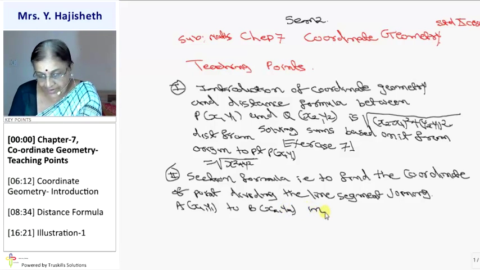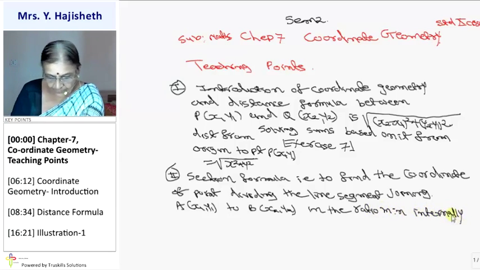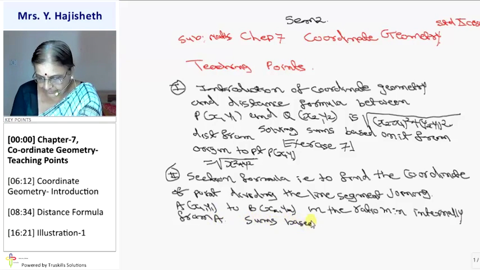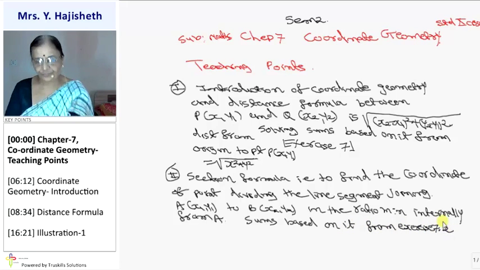And point P divides line segment AB in the ratio m is to n internally from A. And sums based on it. We are solving sums based on it from exercise 7.2. 7.2 is totally based on section formula. Okay.